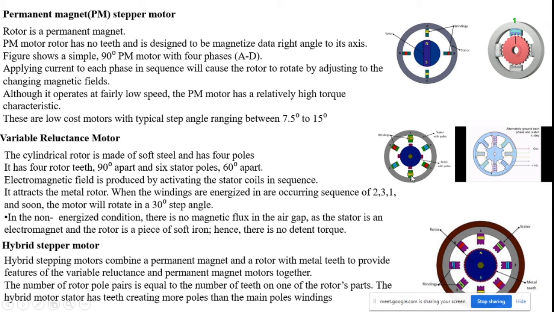So if I give the electric pulses to 2, 3, 1, it means the center rotor takes a 30 degree step angle. In the non-energized condition, when I don't give any energy to those phases, there is no magnetic flux in the air gap, as the stator is an electromagnet and the rotor is a piece of soft iron. As there is no detent torque, there is no torque available with the variable reluctance motor if I don't give any power supply to that stepper motor.